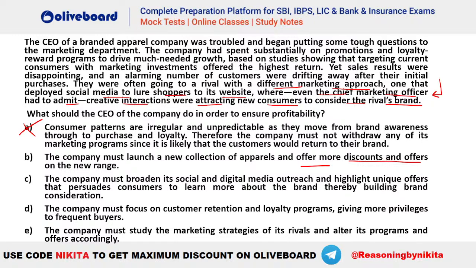Discounts and offers are not going to help us out in the problem situation if the problem is something else. The problem was not related to the price or the discounts that are available on this particular information, right? So you can see this is also not the right one. What about option D and E?